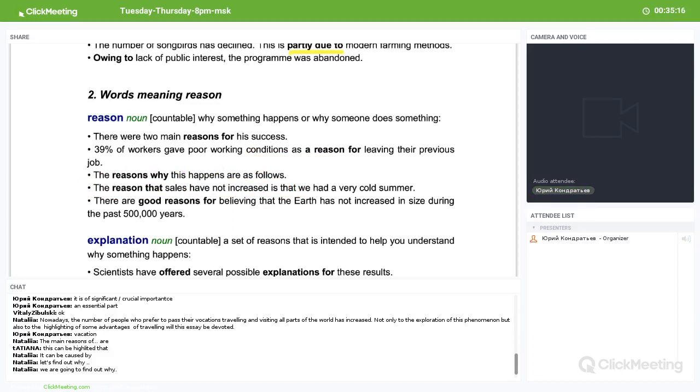The reason that sales have not increased is that we had a very cold summer. There are good reasons for believing that the Earth has not increased in size during the past 500,000 years. Okay, this is the word reason. This is how you can use it.